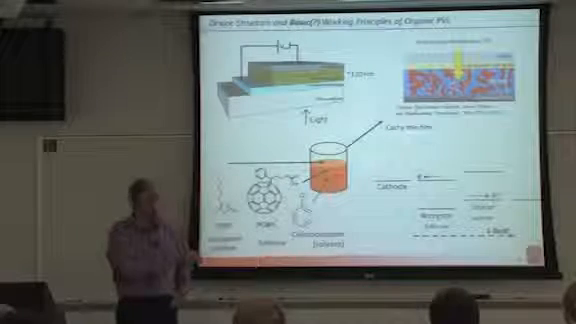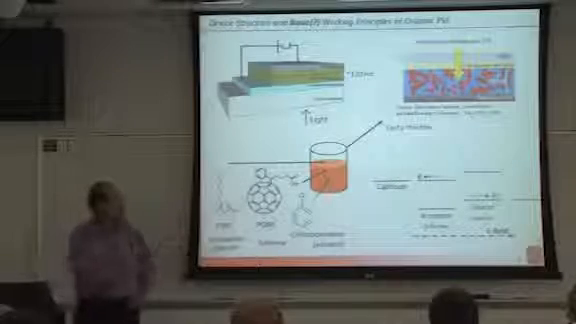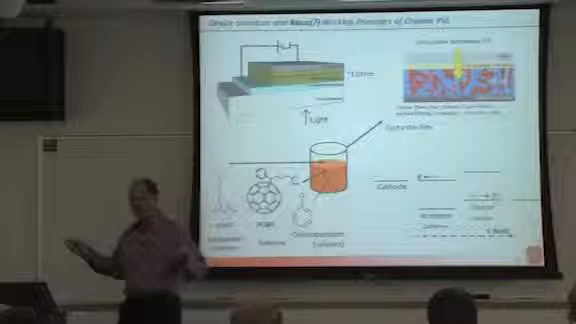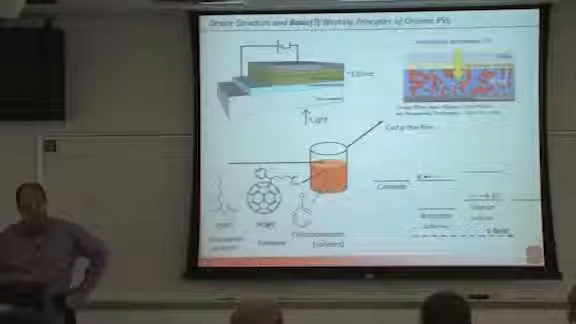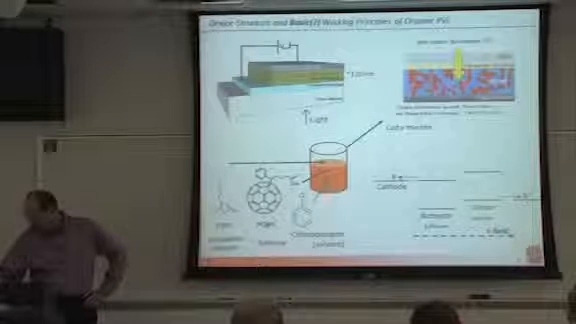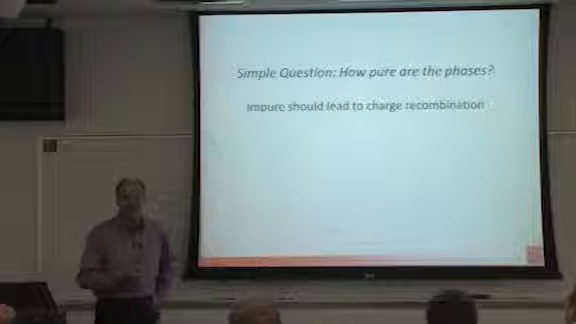acceptor, HOMO-LUMO of the donor, or really charge transfer state, and you see diagrams like this, where they naturally show donor, acceptor, two phases, two colors. People typically originally have been thinking that these are pure phases. But there's a simple question: how pure are these phases really?